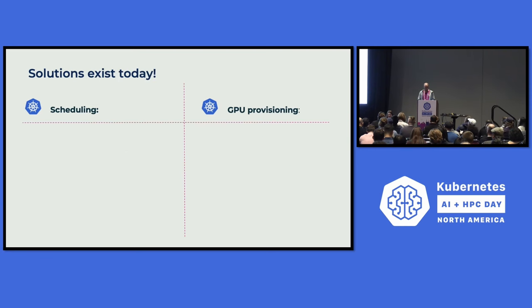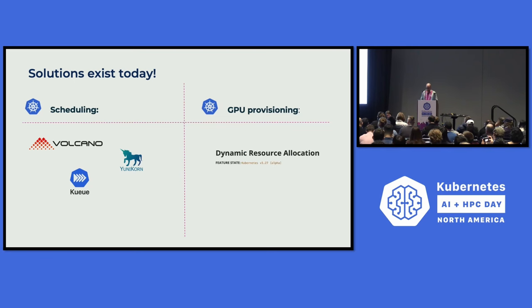But as I said, the good news is that there are solutions today, and the community did amazing work. When it comes to scheduling, there are tools like Volcano, Unicorn, schedulers that cover those gaps, and Kueue. We heard about Kueue together with the scheduler framework. They provide a way to overcome those gaps. When it comes to advanced GPU provisioning, we heard about dynamic resource allocation today, another framework by the community that can solve those gaps.